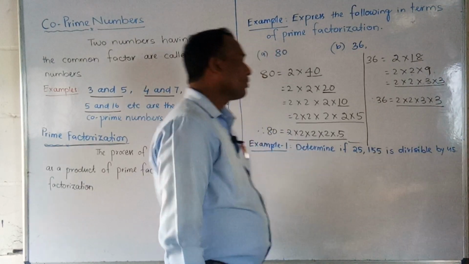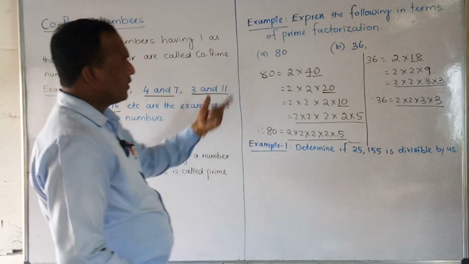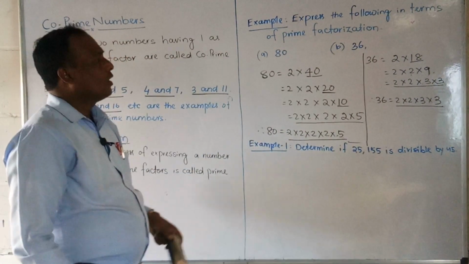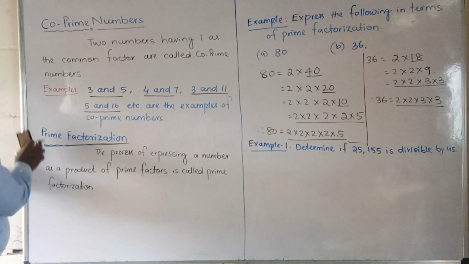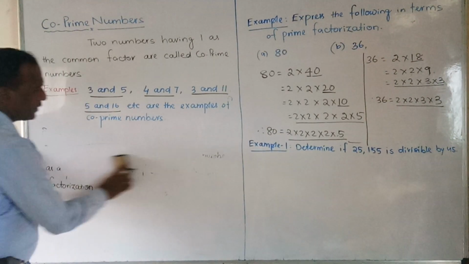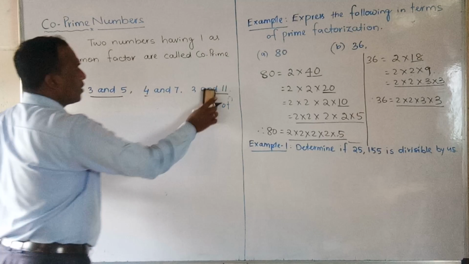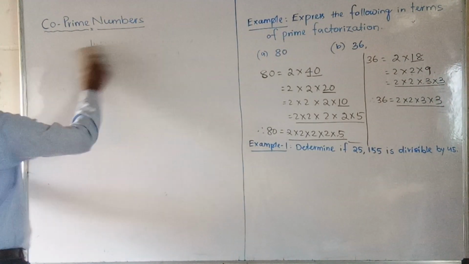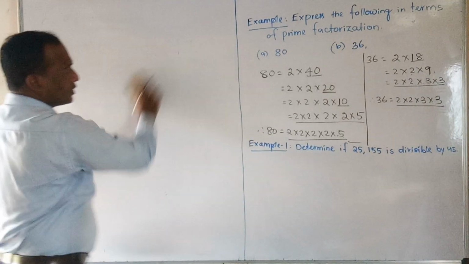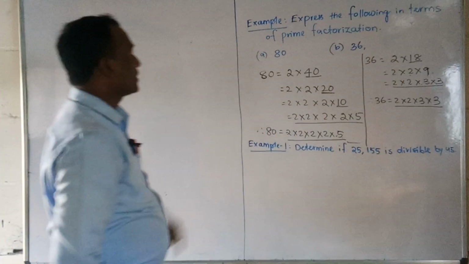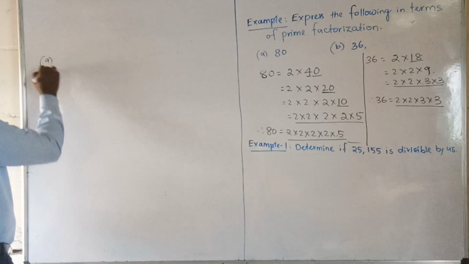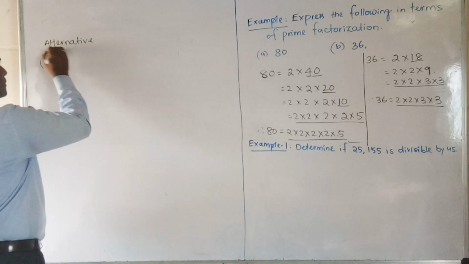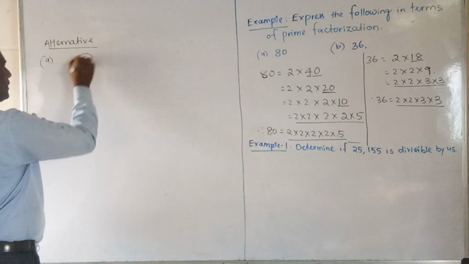Now students, we can see: determine if 25,155 is divisible by 45. But before that I will show you one more thing. One example I have written, but I want to show you an alternative way, how to find the prime factorization in a different way also, by the tree method. How we will show, okay? Look, students, I will take the same example by the alternative method.